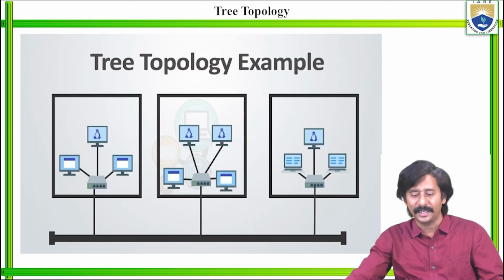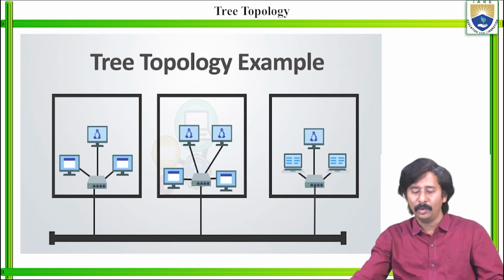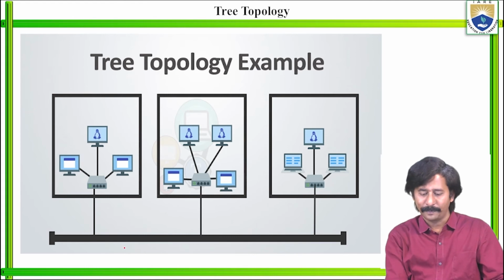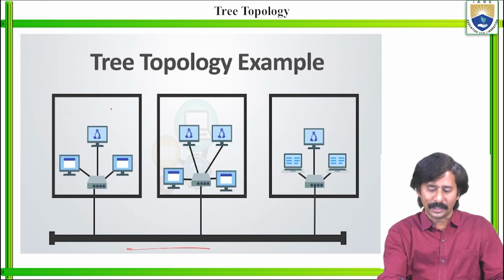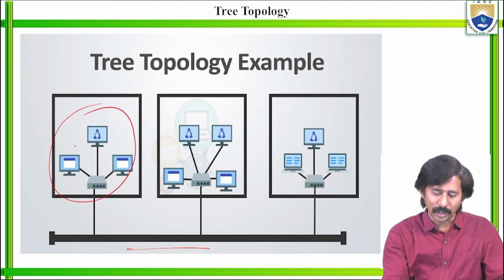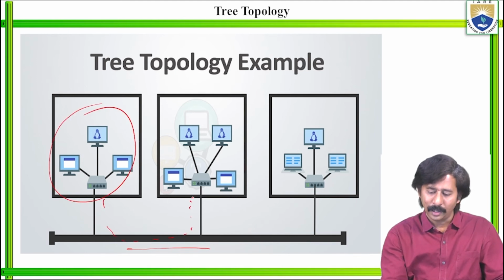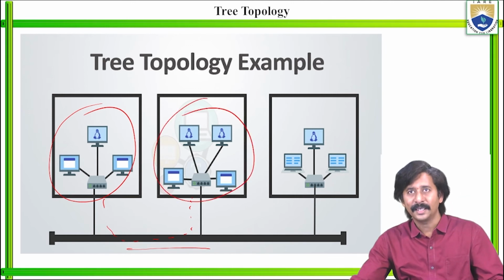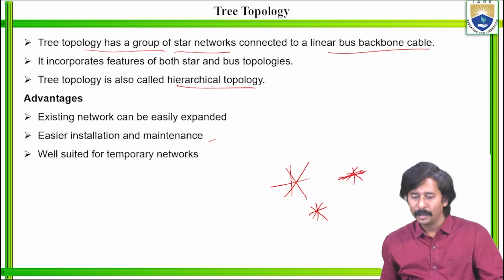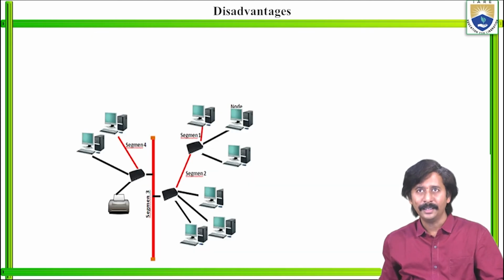See, this is the tree topology. Example for tree topology: how the various nodes communicate. See, this is the bus cable. Whatever nodes are executing in this particular network, those nodes communicate through this bus with the nodes which are available in some other network. That is a tree topology, right? Which is a combination of both bus as well as star topologies.